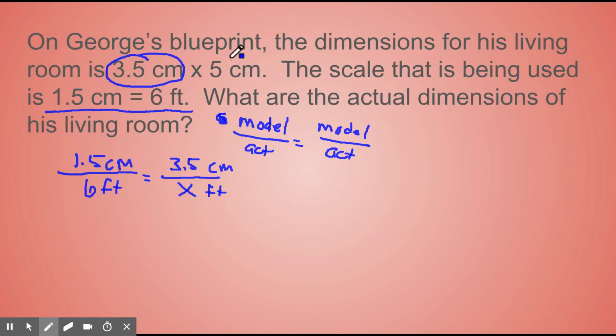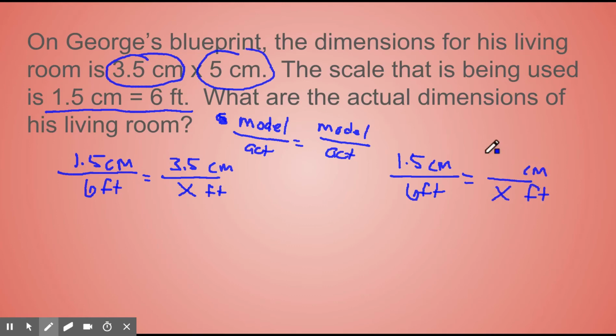Now, because there are two dimensions, we actually have to do two proportions. So I'm going to do the other one over here. We're going to use the same scale, right? Model to actual, 1.5 centimeters is equal to 6 feet. And remember, all that means is that if I'm measuring on the blueprint, every time I measure 1.5 centimeters, in reality, it's 6 feet. Okay? And so I'm doing centimeters to feet here. I don't know what the actual length is, and so this is going to be 5.